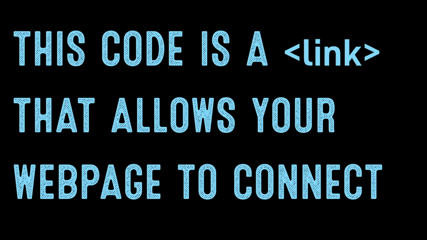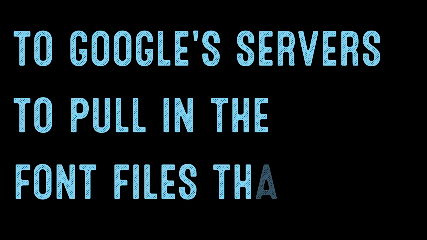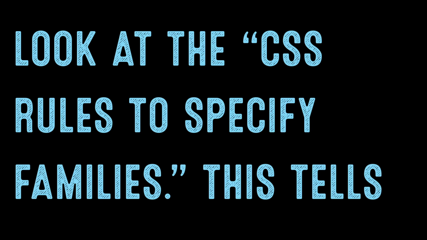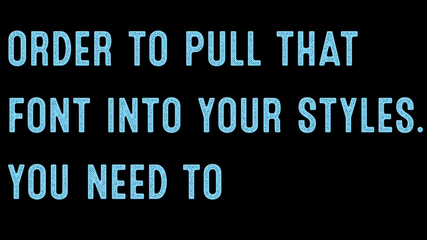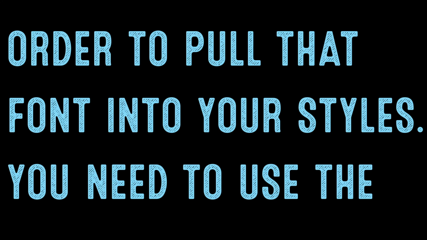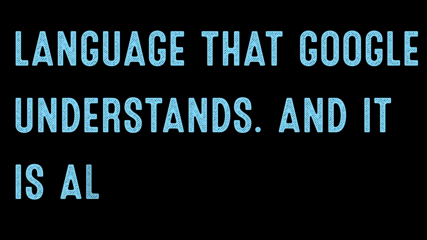This code is the link element that allows your web page to connect to Google servers to pull in the font files that are needed for your chosen font. And then you need to look at the CSS rules to specify families. This tells you how you need to write out the font name in your CSS in order to pull that font into your styles. You need to use the language that Google understands, and it is always a good idea to still include a font stack just in case there is an issue with the server.